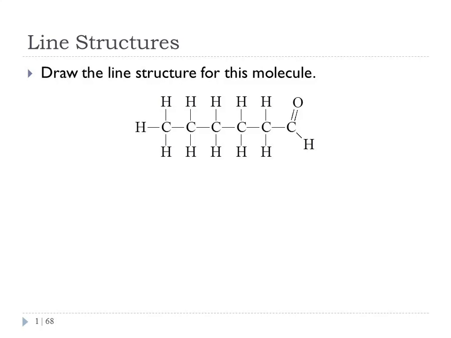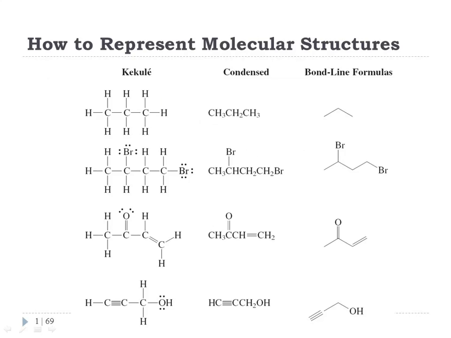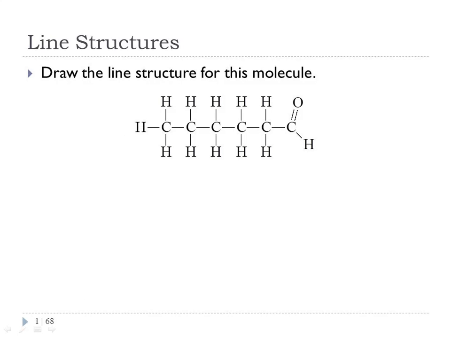So draw the line structure for this molecule. How many carbons do we have here in this chain? 1, 2, 3, 4, 5, 6. So the first thing we'll do is use zigzag lines to make the 6 carbons. When I put my pen down, that's the first one. 1, 2, but it doesn't like that when I do it on the iPad. 1, 2, 3, 4, 5, 6. So here's 1 carbon, 2 carbons, 3, 4, 5, 6.